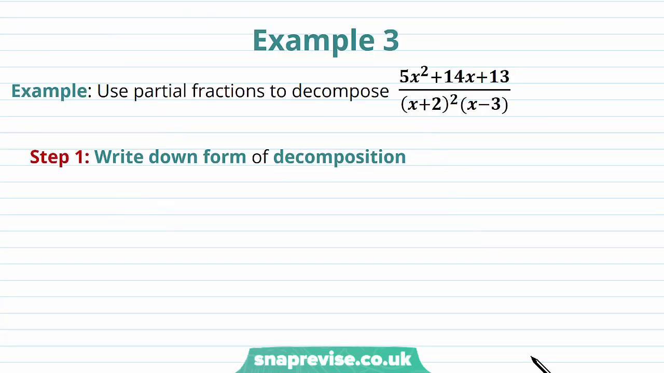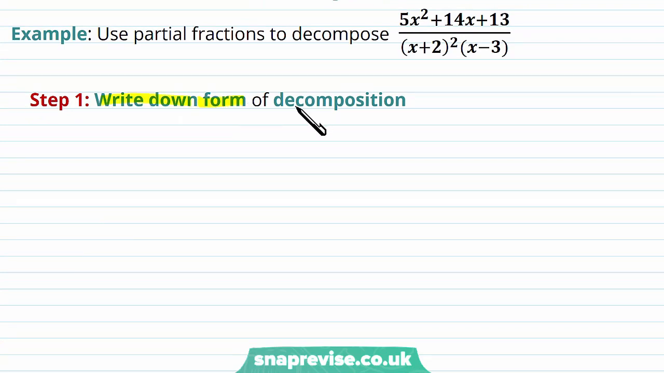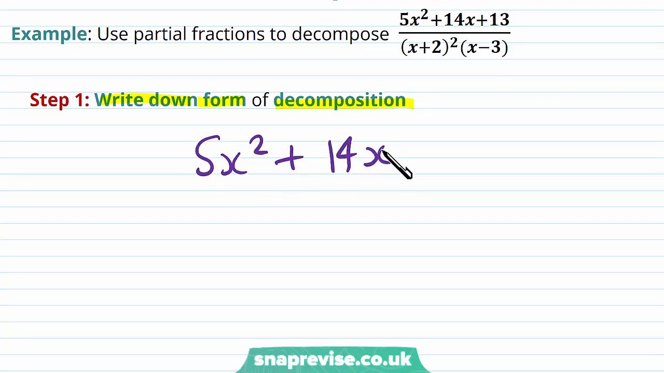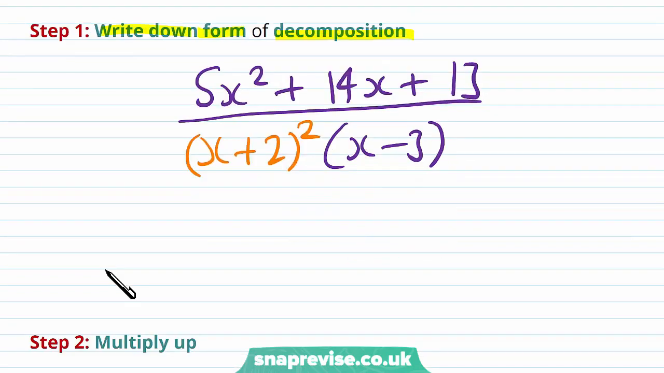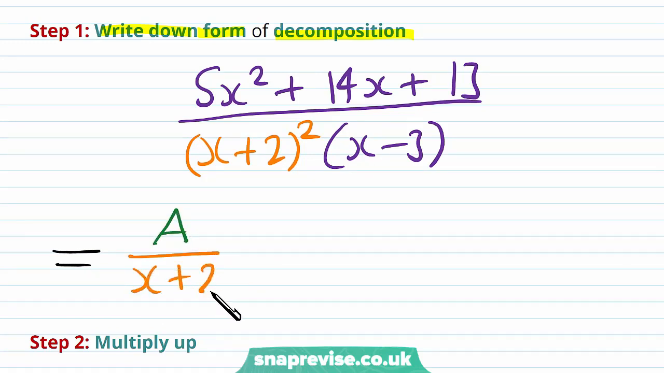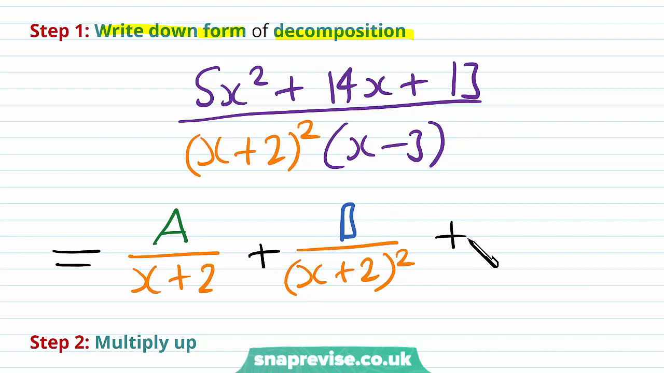Our third example asks us to use partial fractions to decompose 5x squared plus 14x plus 13 over x plus 2 all squared multiplied by x minus 3. Our first step is to write down the form of the decomposition. Again, we have 5x squared plus 14x plus 13, and this is over the repeated factor x plus 2 all squared multiplied by the linear factor x minus 3. As part of that, we're going to guess that our decomposition is of the form A over the first linear factor plus B over the linear factor squared, and then plus C over the other linear factor.